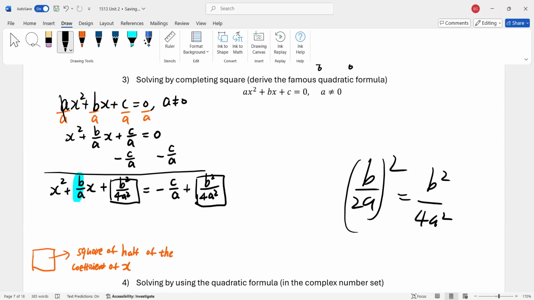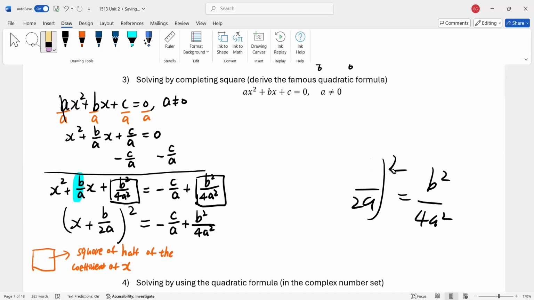And the left side can be made a perfect square. So the left side right now is a perfect square trinomial. And we can write that trinomial as the square of a binomial sum, x plus b over 2a. On the right side, we have negative c over a plus b squared over 4a squared.